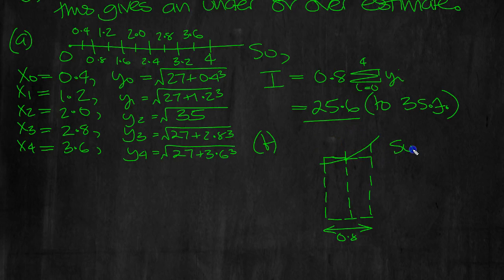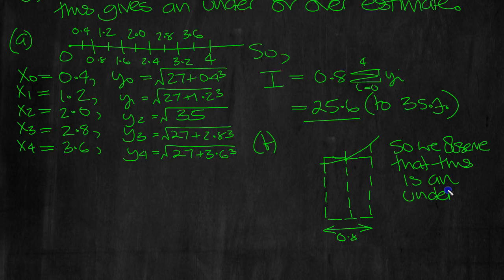So we observe that this is an underestimate, simply because this area here is bigger and this area here is smaller. So the rectangle in question, you could put that in there with some to spare, so the rectangle would be smaller than the area under the curve.